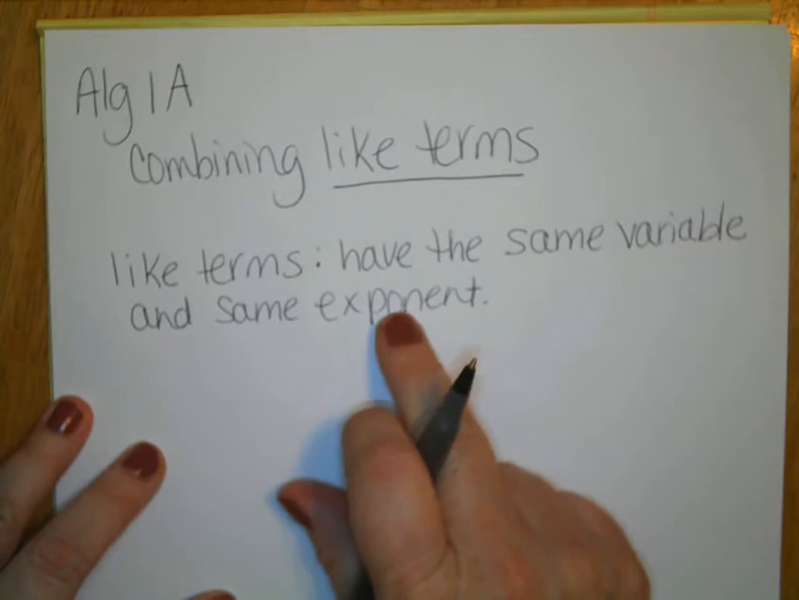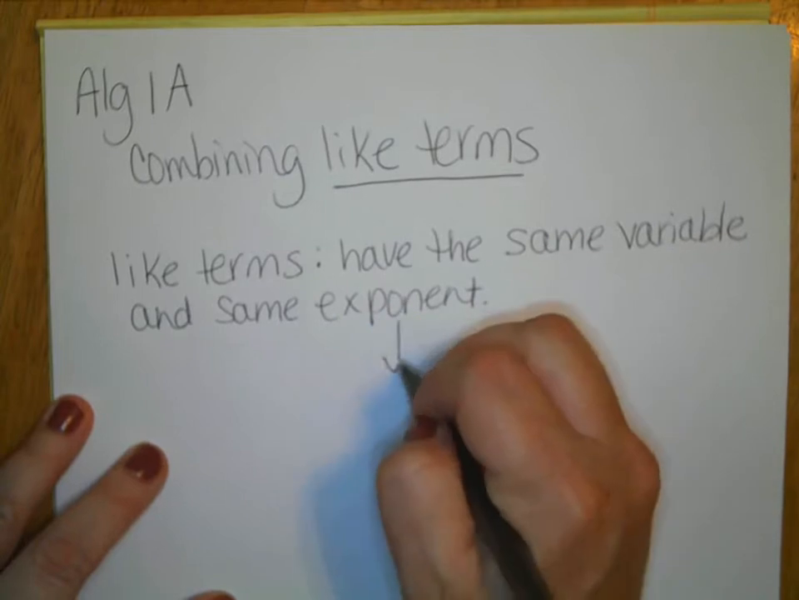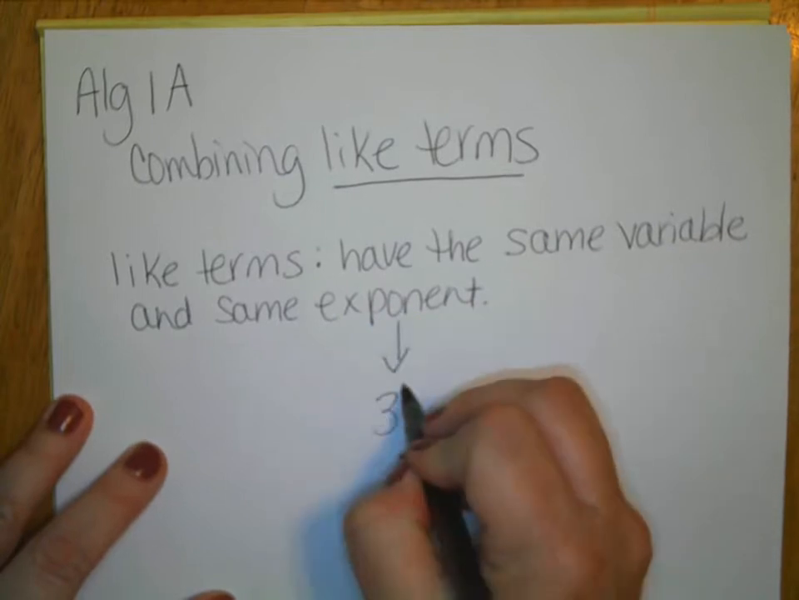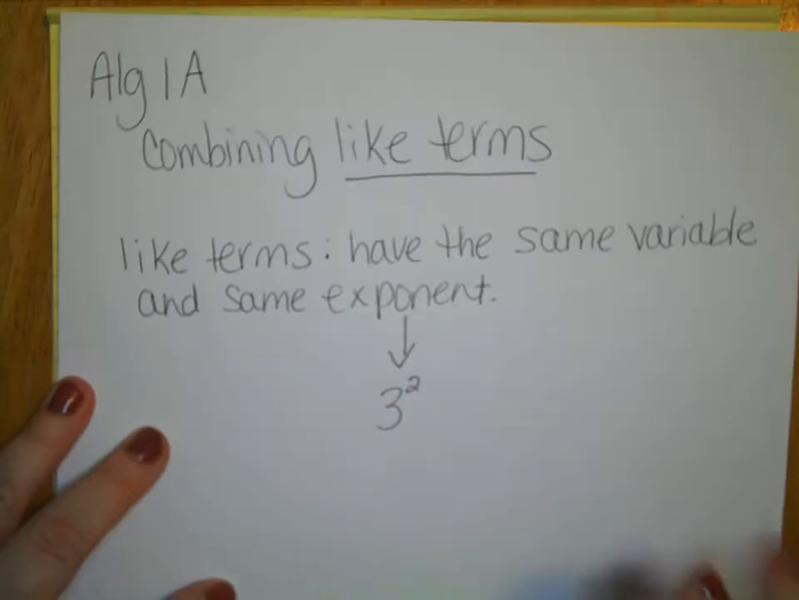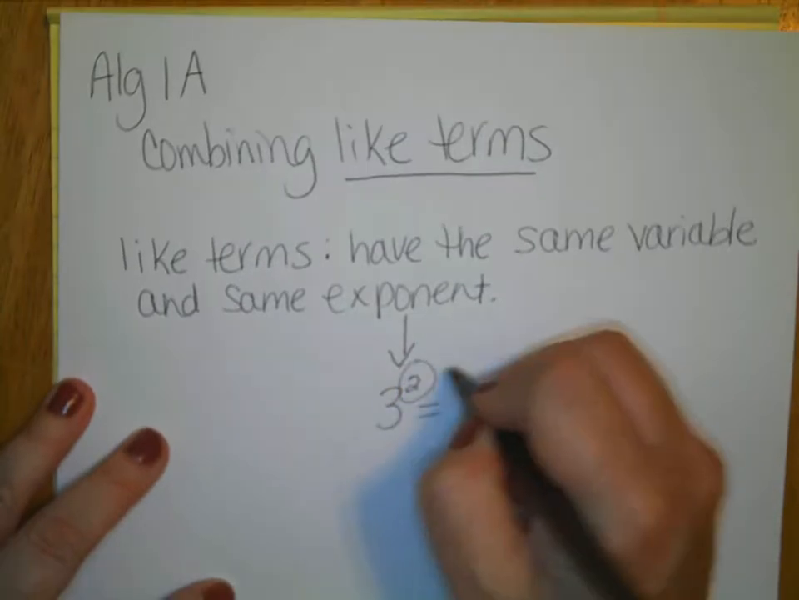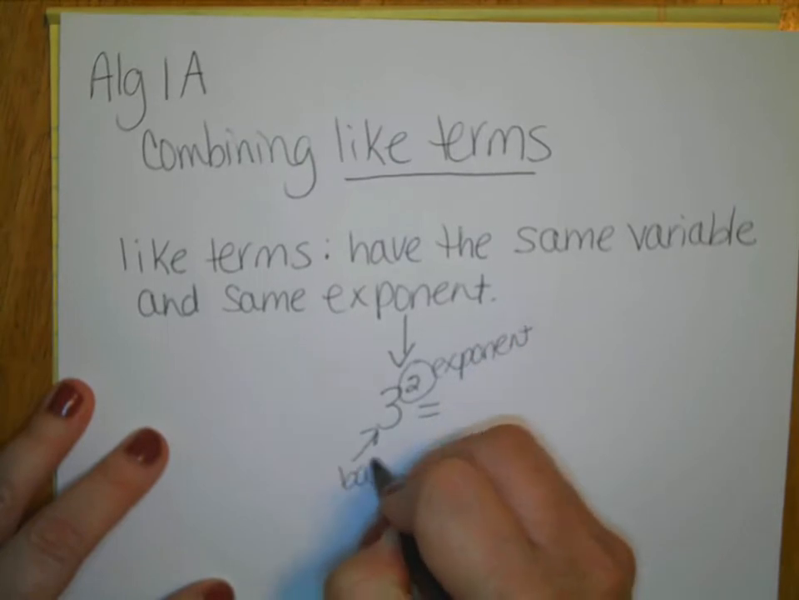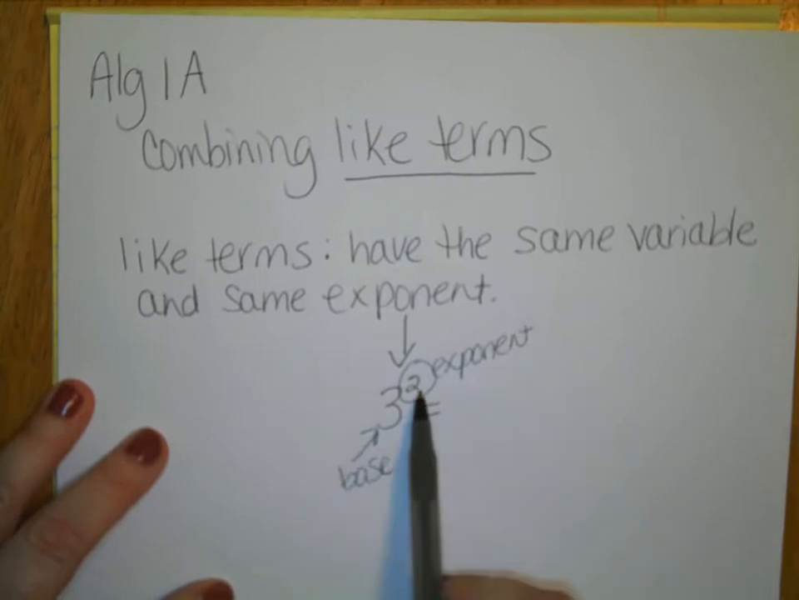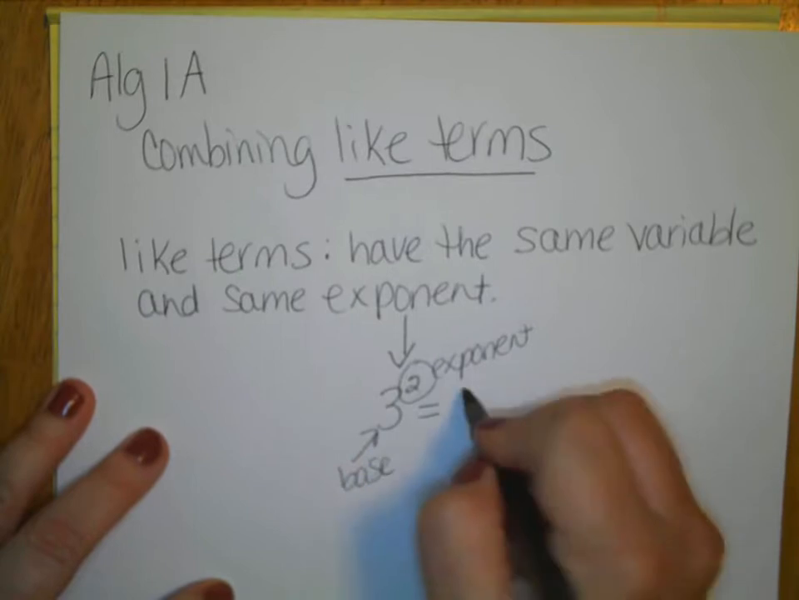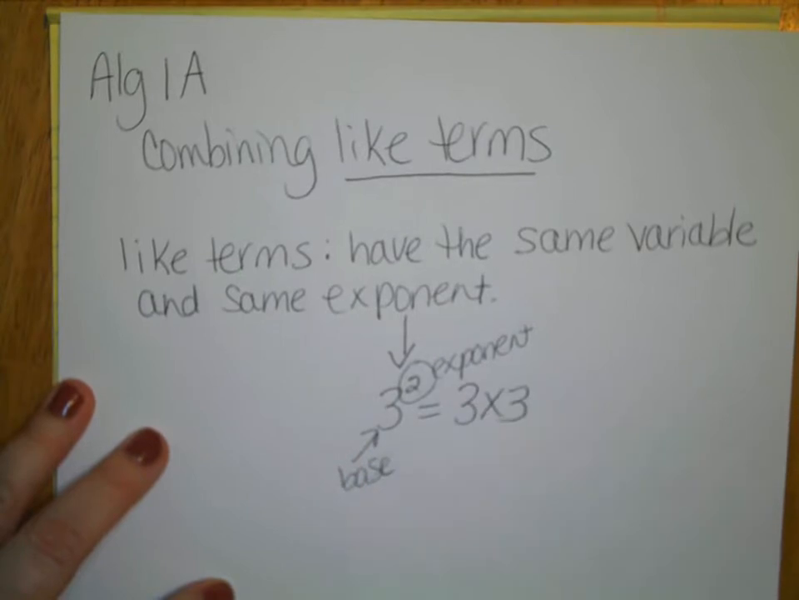an example, is like if we did 3 squared, that means this is the exponent, this is the base, and this tells me how many times to multiply the base. 2 times. That's what an exponent is. So when we're looking at what like terms are, let's look at some examples of what are like terms and what are not.